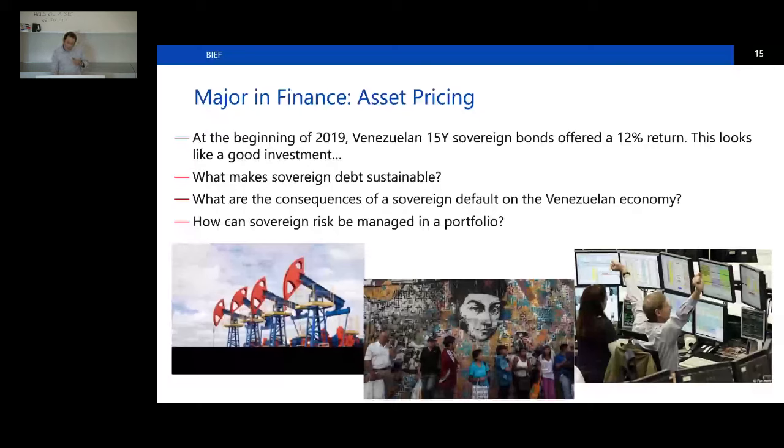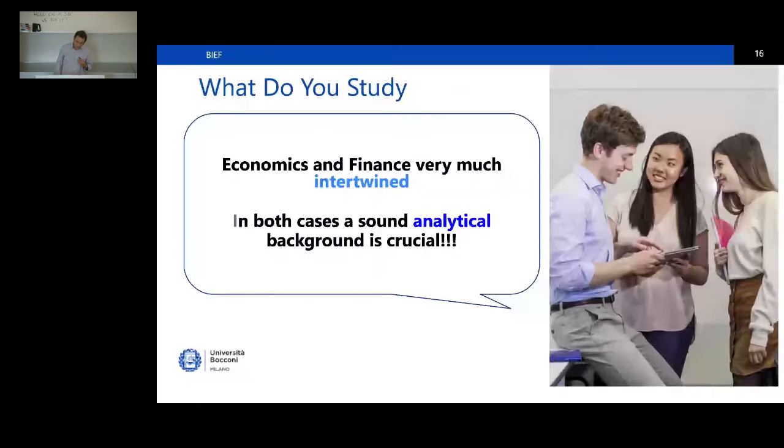Okay, so the main goal was to give you a real-world flavor of what it means studying economics and finance. Don't be too scared at this stage, right? I kept your attention on the choice between economics and finance, but keep in mind that these two disciplines are very much intertwined.